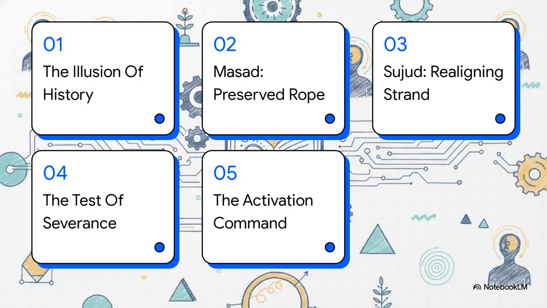So here is our roadmap for uncovering this hidden machinery. We'll start with the illusion of history, then move into masad, the preserved rope. Third, we'll check out sujud and how it realigns the strand. Fourth, we'll tackle the test of severance. And finally, we'll wrap up with the activation command. Let's get right into it.